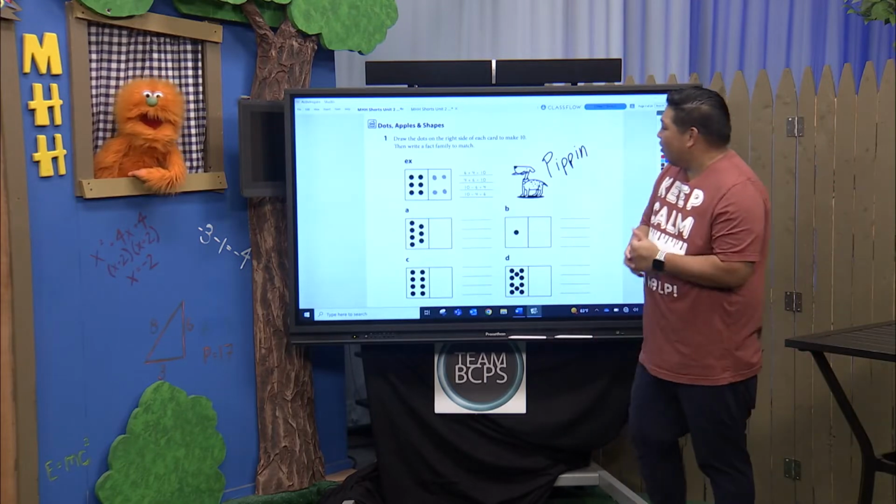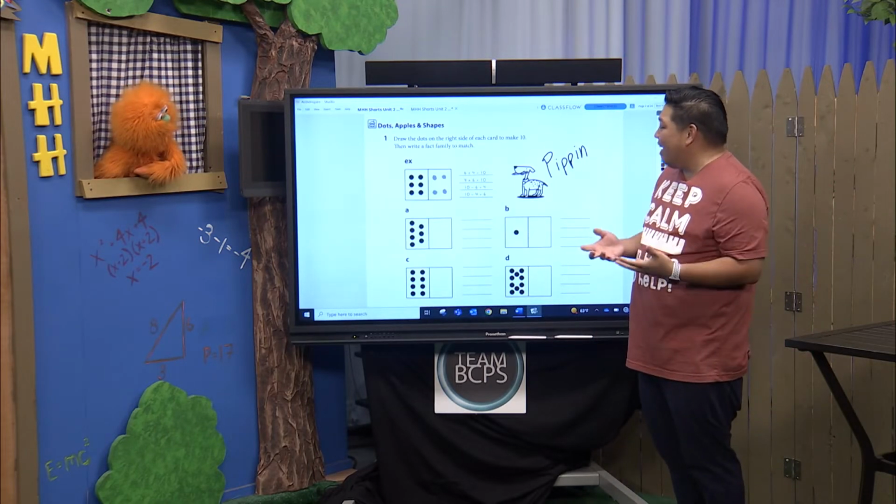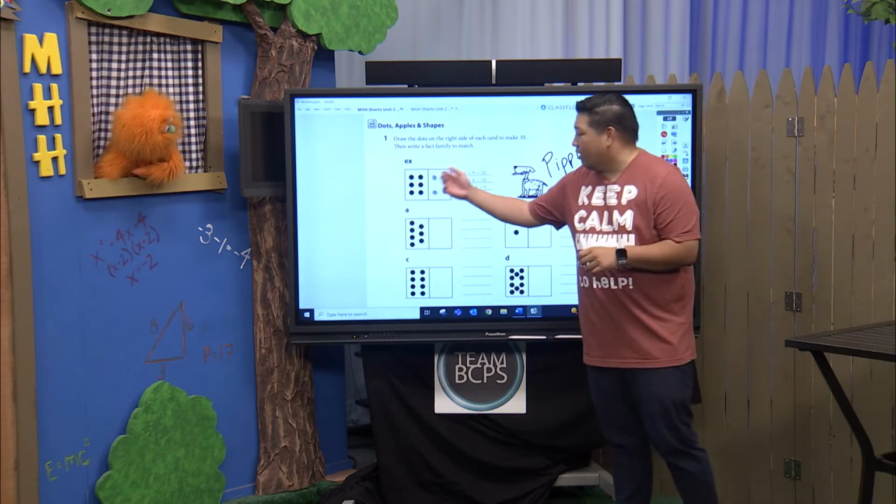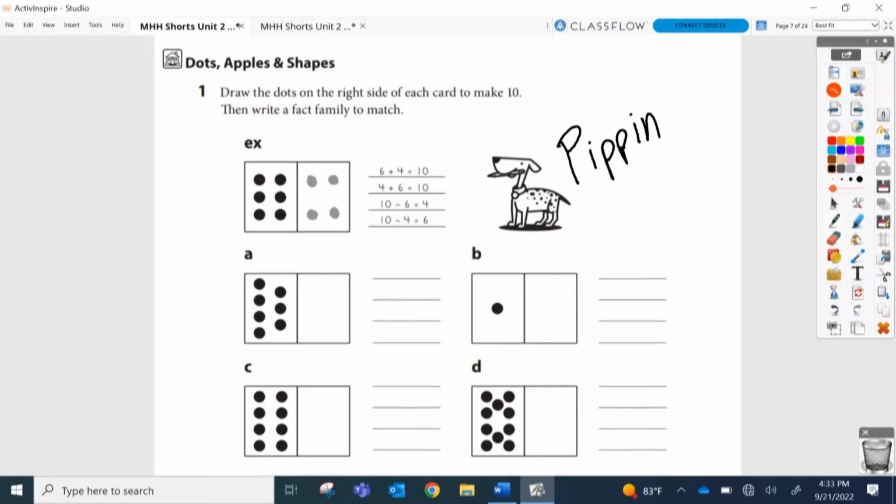Now that we have our dog Pippen, we're going to draw dots on the right side of each card to make 10, and then write the fact family to match it. The first example is already done. The first card had 6, and how many more do we need to make 10? 6, 7, 8, 9, 10, so 4. So we drew 4 dots here, and then we were able to write the whole fact family.